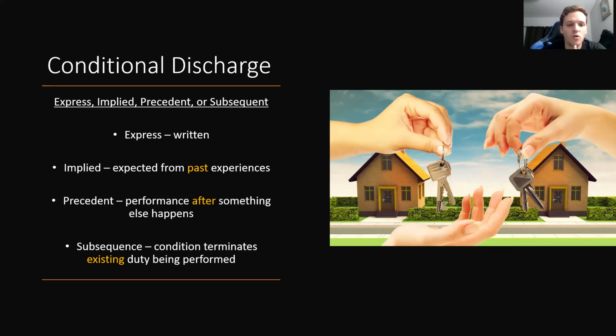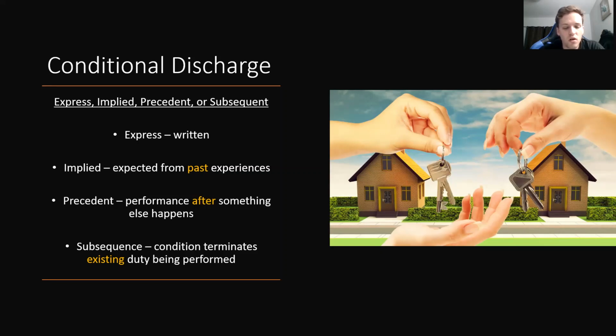Implied conditions are what are expected from past experiences between the two parties. So if you're used to having things done beforehand, before doing a certain job, and that's not written into the contract, but it's always been that way, then that's going to be implied. Then with precedents, this is when there's a performance after something else happens. And so an example of that would be to pay for something after you've received your loan from the bank or the government or whatever.